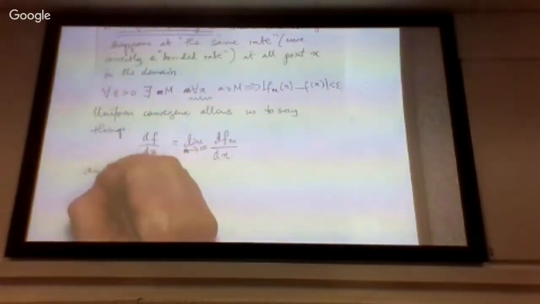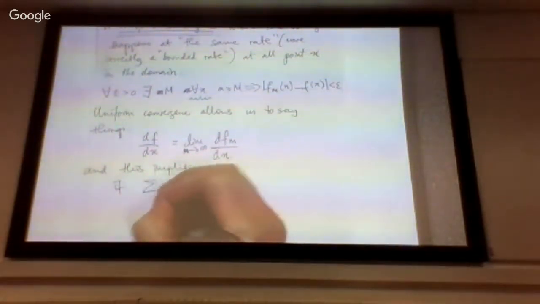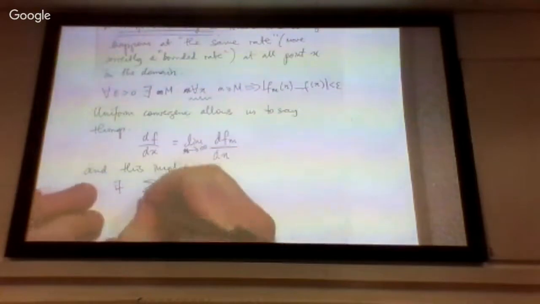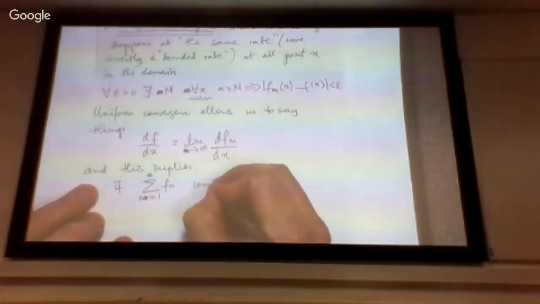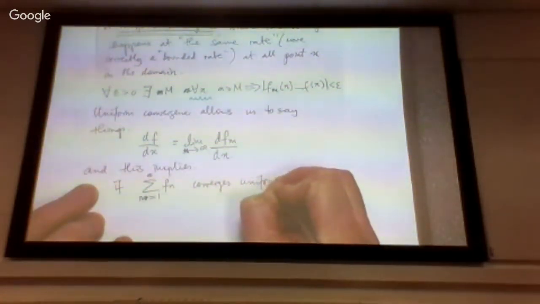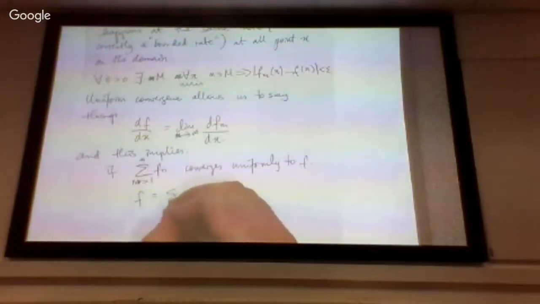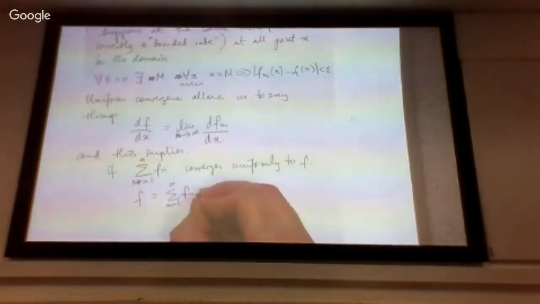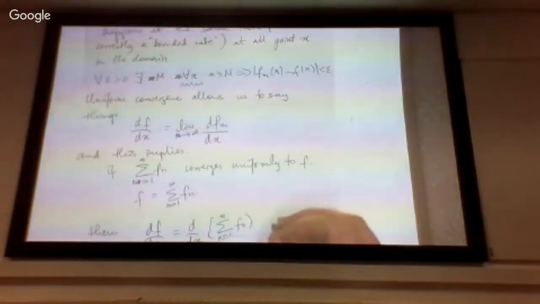And this implies that if the sum from n equals 1 to infinity of f_n converges uniformly to f, so f is equal to this sum from n equals 1 to infinity of f_n, then if you want to differentiate f with respect to x, in other words, you want to differentiate the infinite sum with respect to x, you can do that.